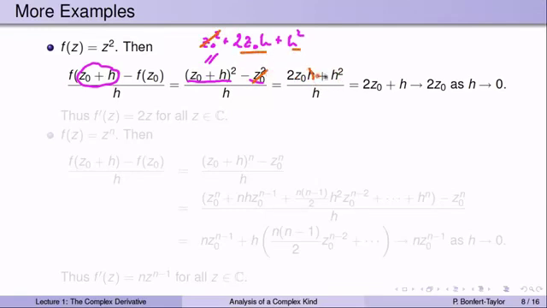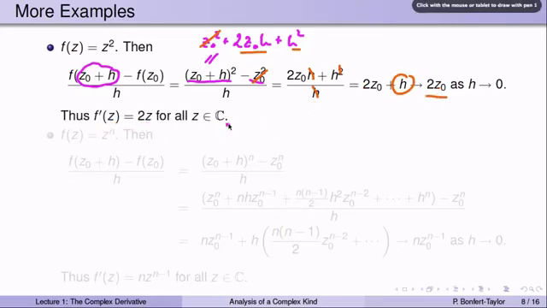Next, we can cancel an h out of the numerator and h out of the denominator. So we are left with 2z0 plus h. And as h goes to 0, this plus h term becomes less and less important, so that in the limit, we are left with 2 times z0. So the limit exists, and therefore f prime of z is 2z for all z in the complex plane.